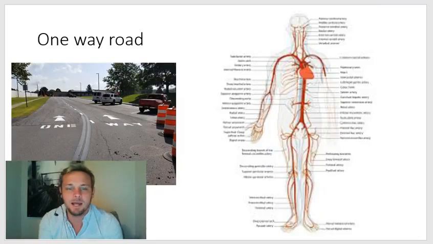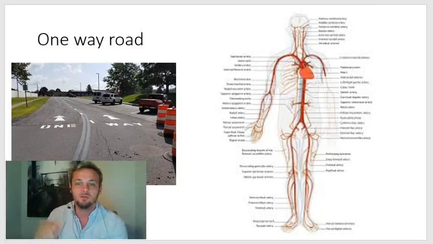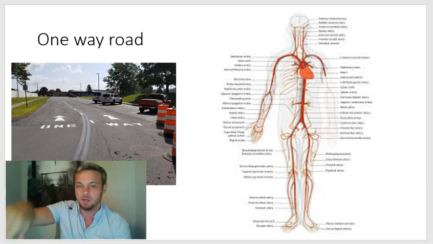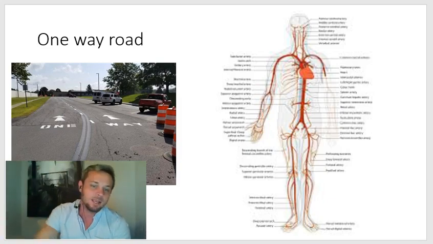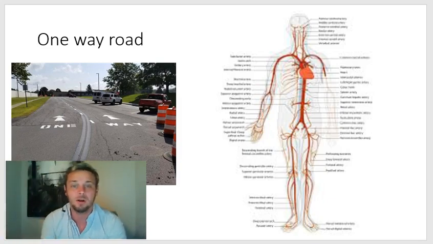When you're thinking about your circulatory system, you should think of it kind of like a one-way road. Those arteries are always going to be going away from the heart. The veins are always going to be going back to the heart. And you don't have two-way traffic there. It's always flowing unidirectional, or only in one direction.